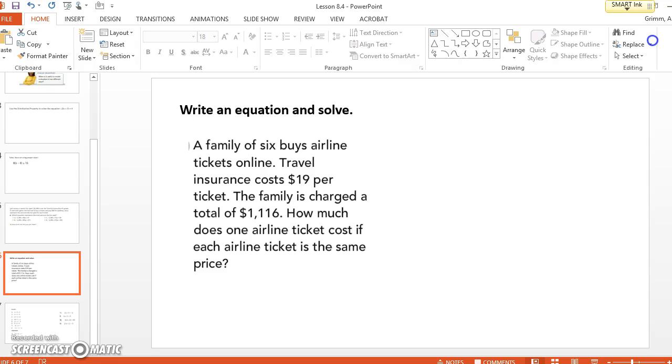This one's a little different. It's kind of the same thing. Anybody know what travel insurance is? If you crash and die, they're going to give your family back $19. 20.